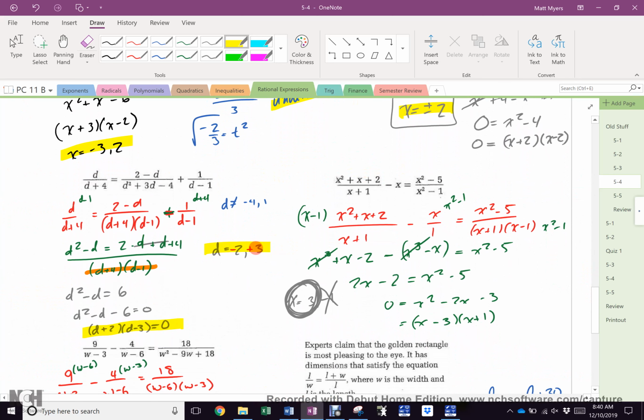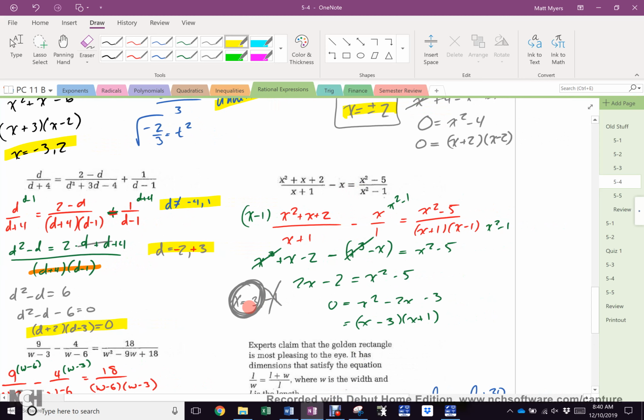T is negative 2, positive 3. There's the non-permissible values. As you can see, I just factored, collected like terms as usual. And in this one, you had an extraneous root because x cannot equal negative 1 because of that right there. So the answer is 3.